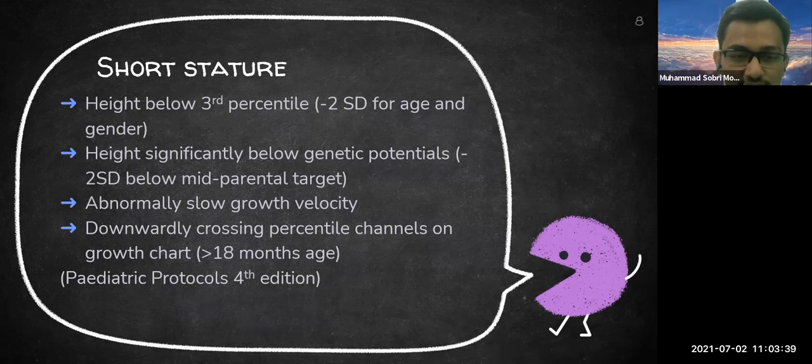have the chart for this mid-parental target. And abnormally slow growth velocity, which may be less than what the child should have at different phases. And lastly, downwardly crossing percentile channel on growth chart for more than 18 months of age.